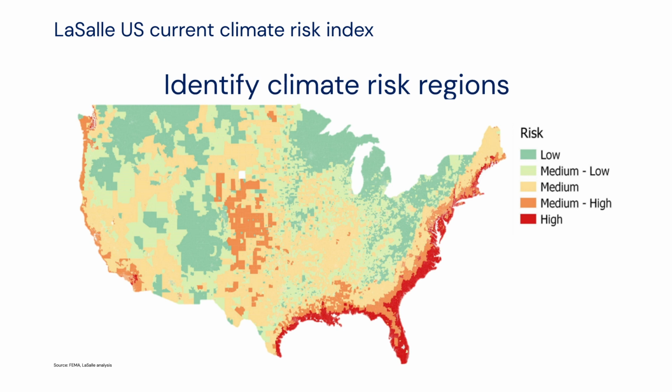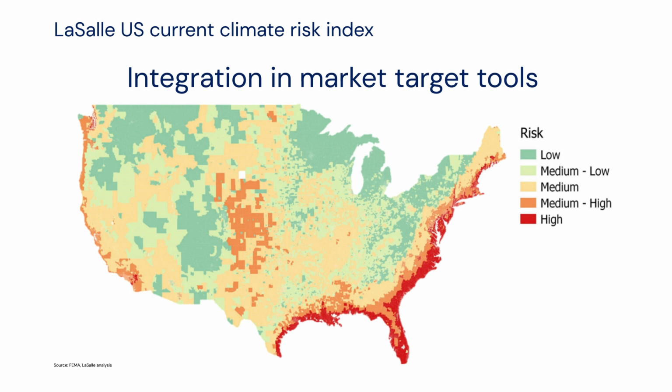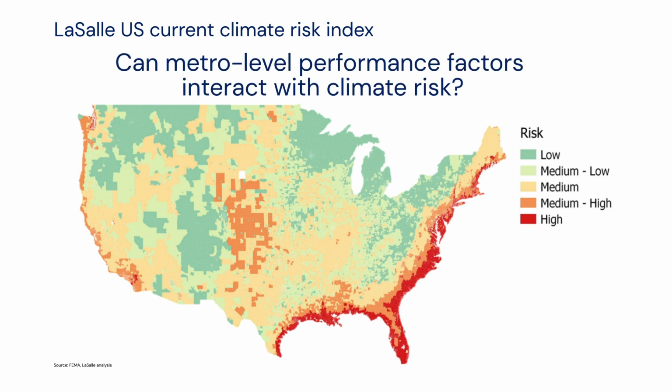And the second approach is to integrate it into our target market tools. So we can add that in as a weighting alongside all the other factors that have some kind of impact on real estate performance. And the last example is that it helps us inquire how metro level performance factors such as migration patterns can interact with climate risk over time. And the report has some really interesting analysis showing both present day climate risk and migration, and what the migration patterns in the future look like, and how they relate to climate risk across the US. So that's at the level of a whole investment region.